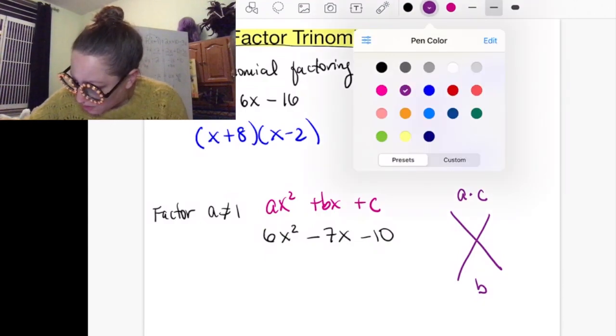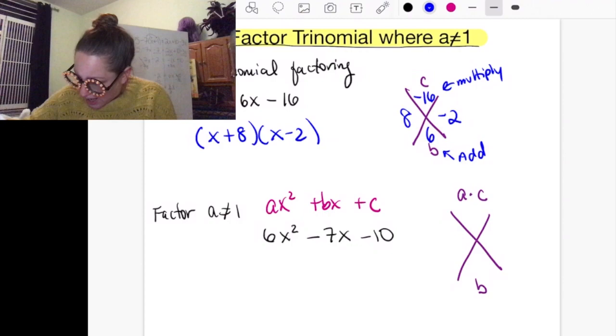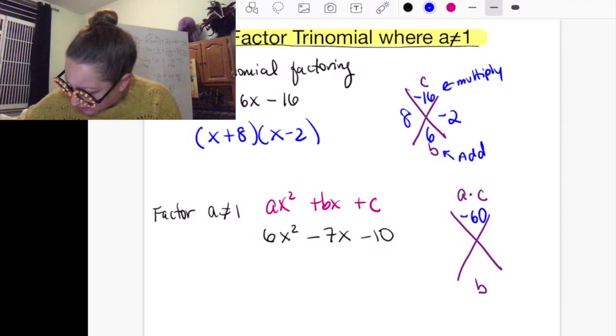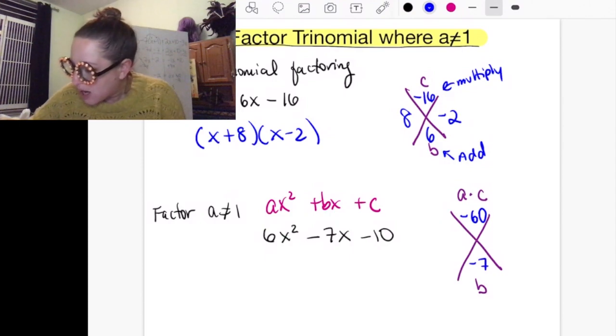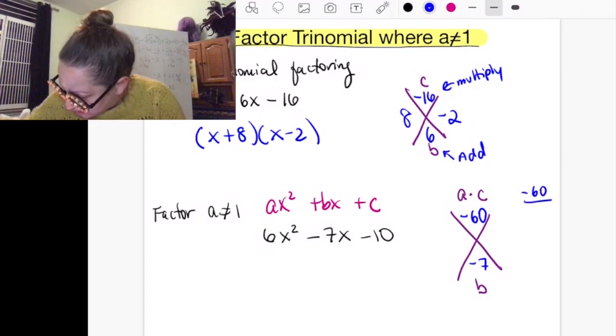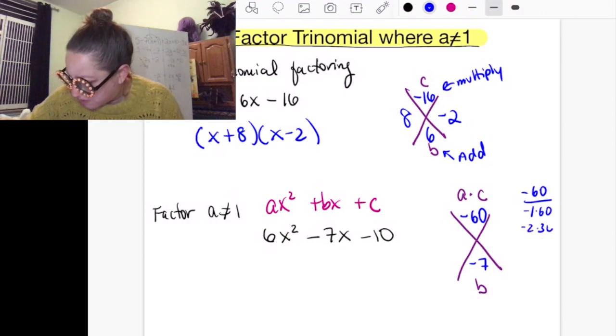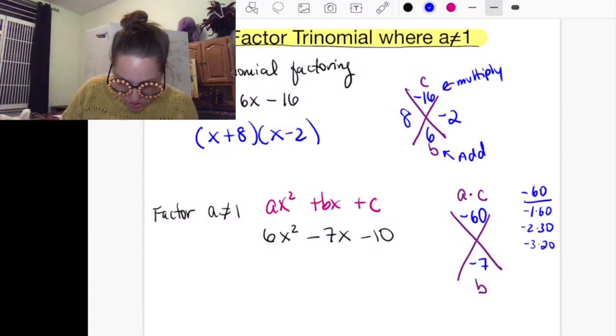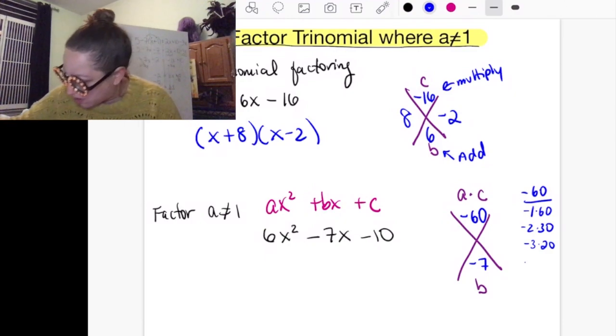Okay, so now let's fill that in. A times c is 6 times negative 10, so that's negative 60, and the b is negative 7. Awesome. Now we want to find what multiplies to negative 60 and adds up to negative 7. So I'm going to start writing out some things. So I know it can be negative 1 and 60, negative 2 and 30, negative 3 and 20. Can I divide by 4? Yep, negative 4 and 15.